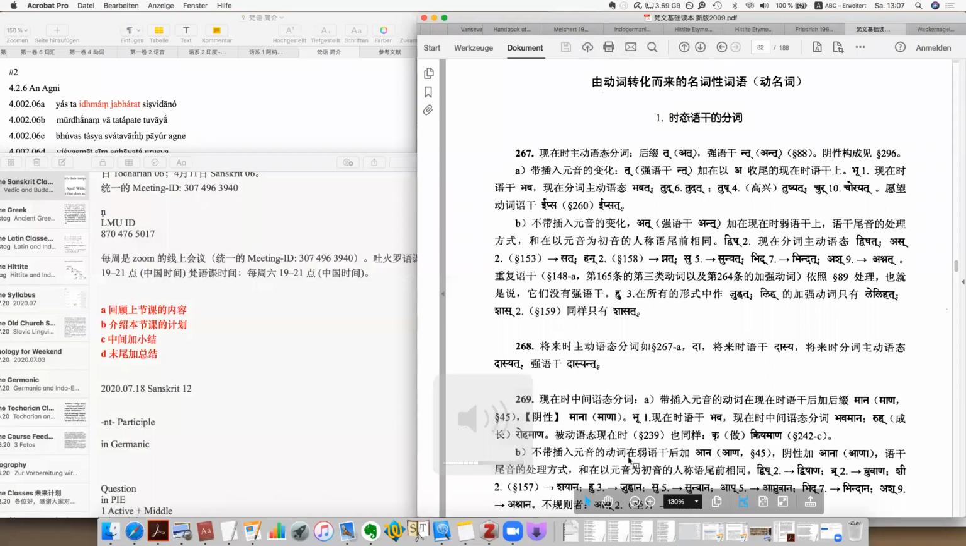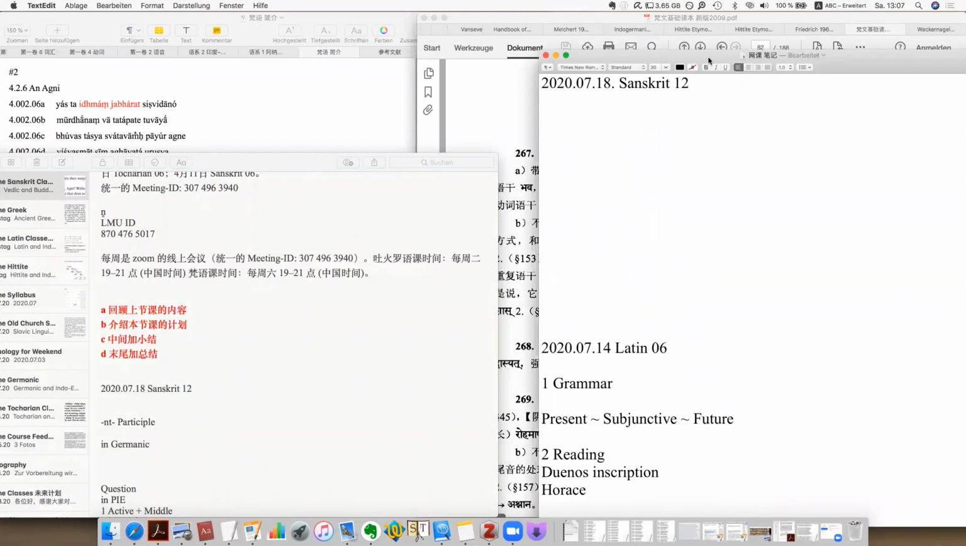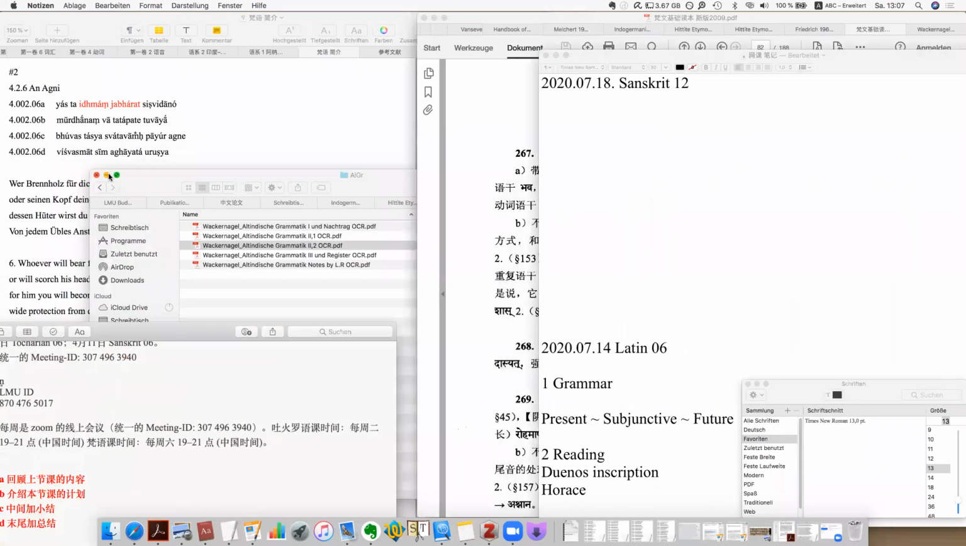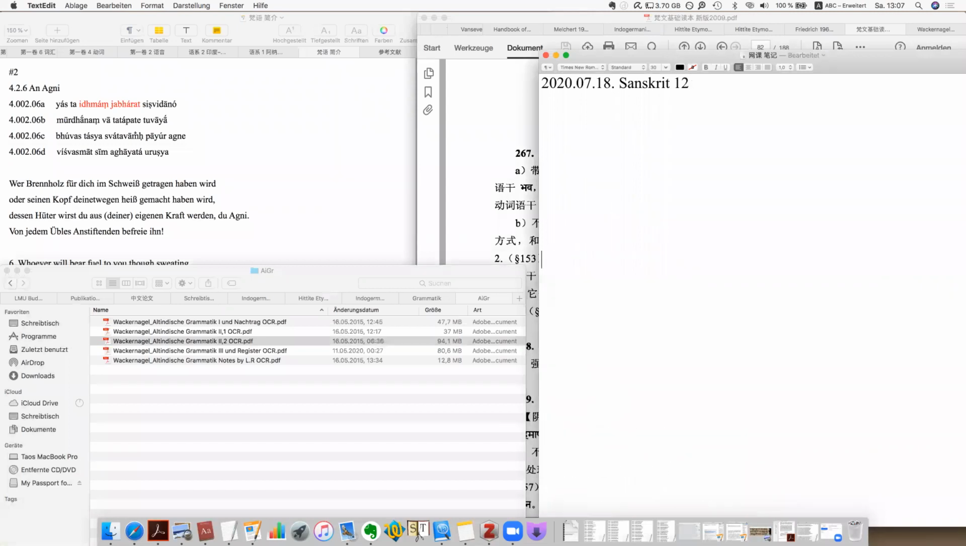Okay, thank you very much again for coming to today's Sanskrit class. And today is our 12th Sanskrit class. As I have mentioned earlier in our group chat, we're going to talk about the Sanskrit participle. So we start with grammar today.